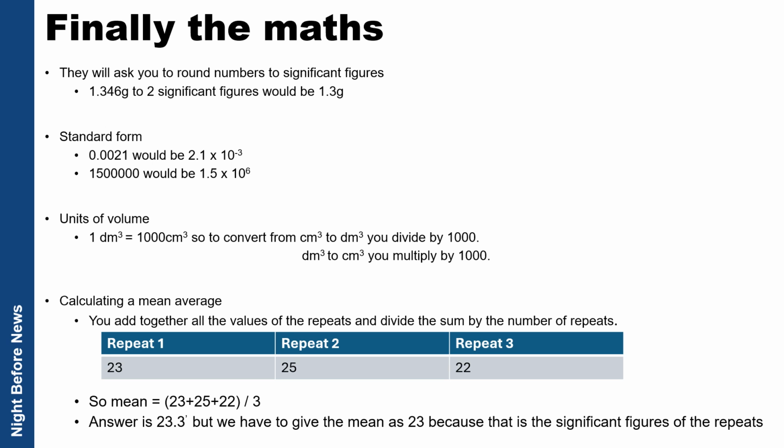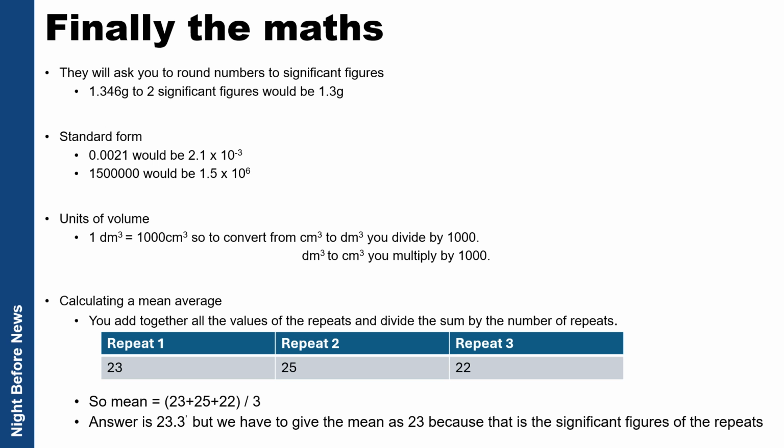Units of volume, again, decimeters cubed is the standard unit for volume in chemistry. So there are 1,000 centimeters cubed in 1 decimeter cubed. So to convert that, you go from centimeters cubed to decimeters cubed, you would divide by 1,000, and from decimeters cubed to centimeters cubed, you would need to multiply by 1,000.